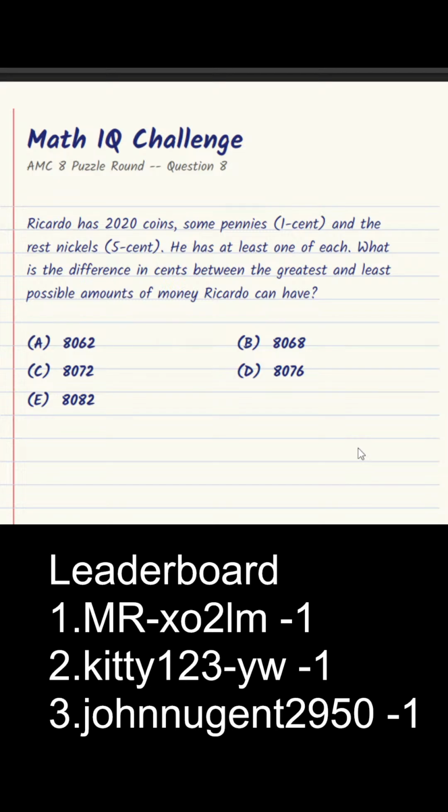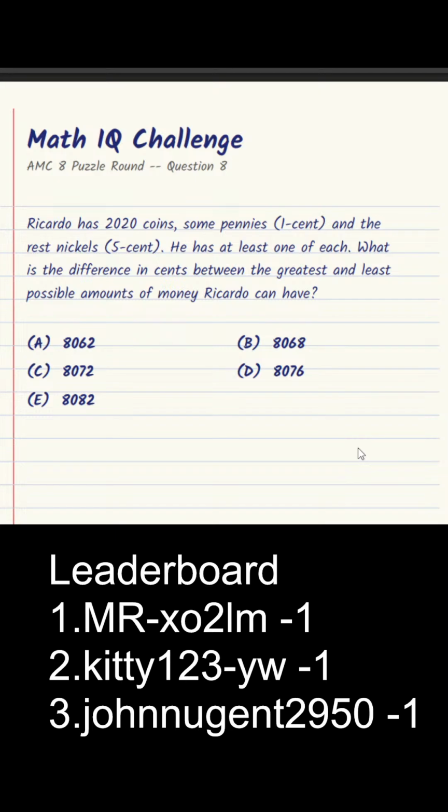So we have to find the difference between the largest amount he can have and the smallest amount he can have. The restrictions are that he has 2020 coins in total, and he has at least one 1 cent coin and at least one 5 cent coin. You have to find the combinations to determine the greatest amount and the lowest amount he can have, and the difference between them.